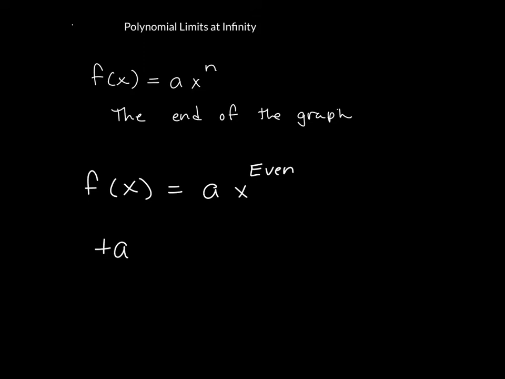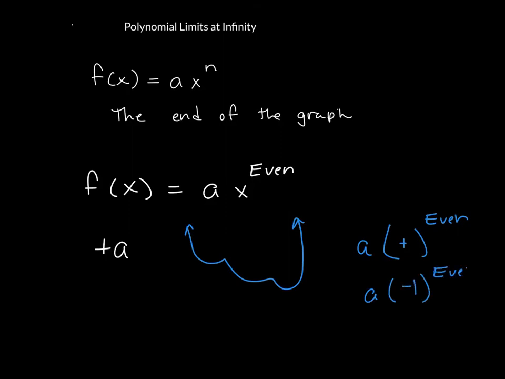When you have a positive a, that end behavior of the polynomial, no matter what happens, always is going to start up and end up. And the reason that happens is it does not matter what a is. When you put in either a positive value here and raise it to an even power, or a negative and raise it to an even power, your output is always going to be positive.